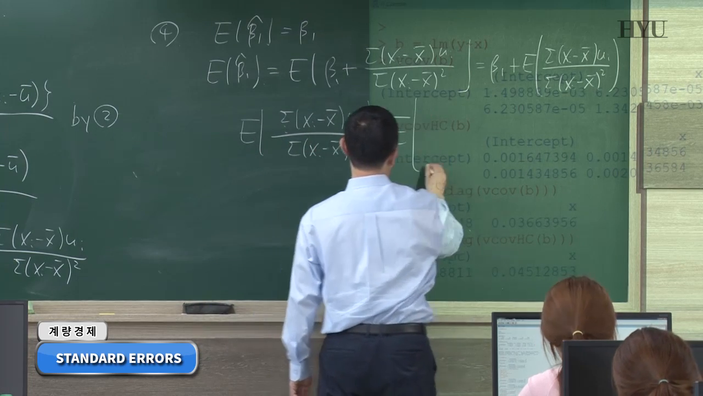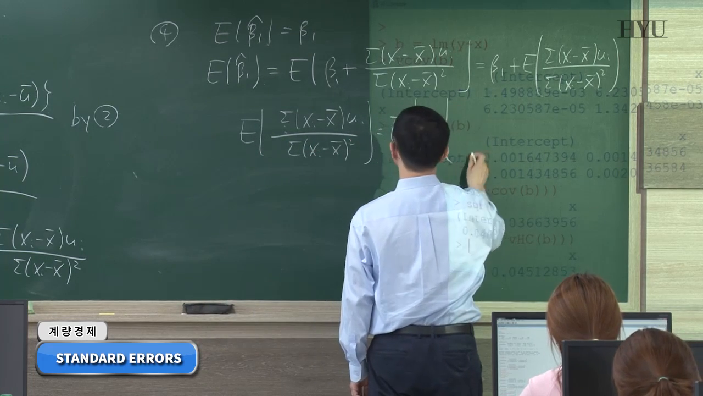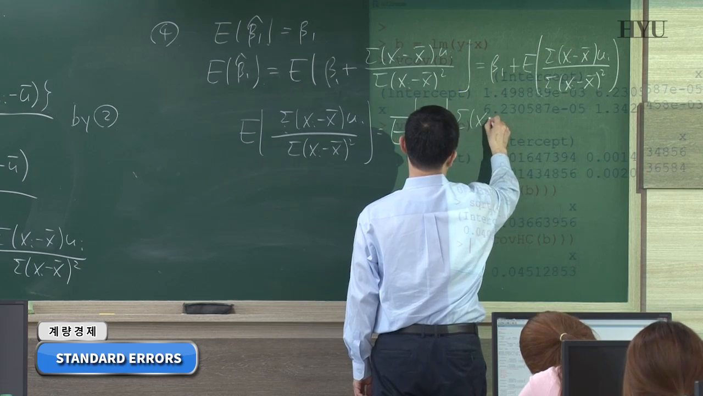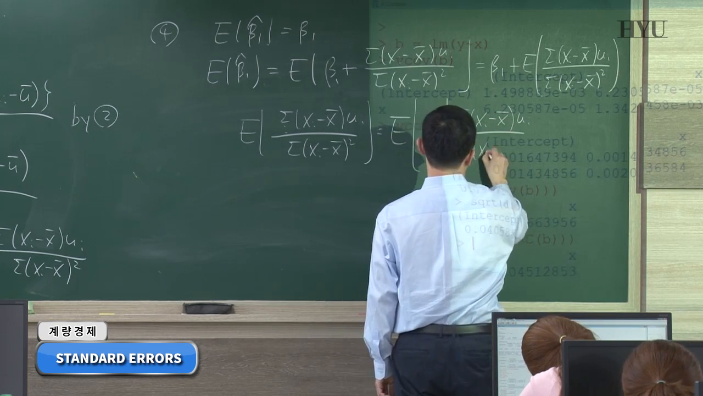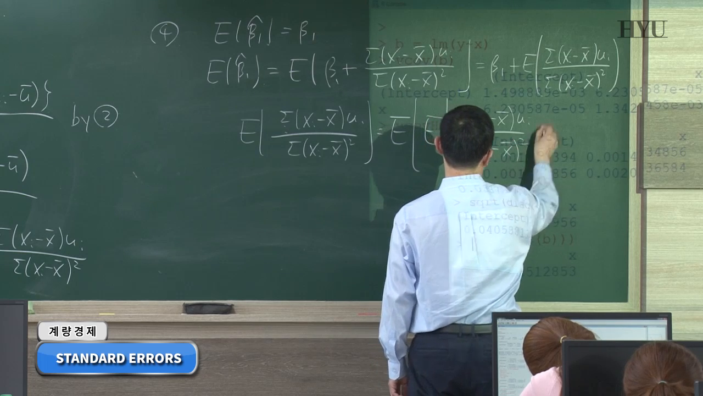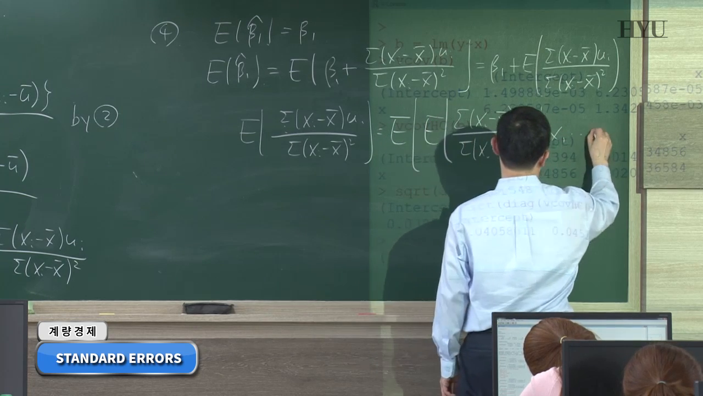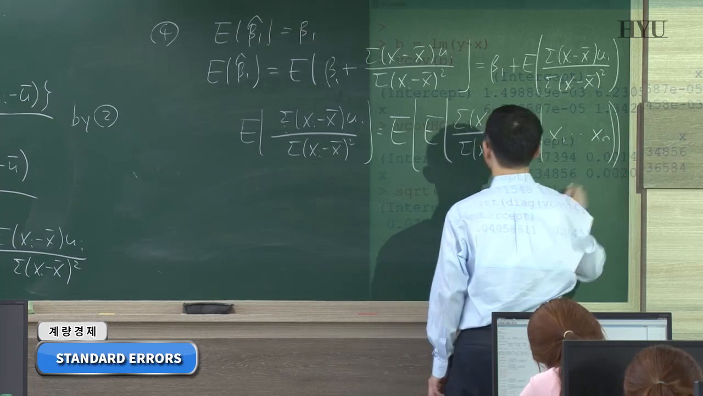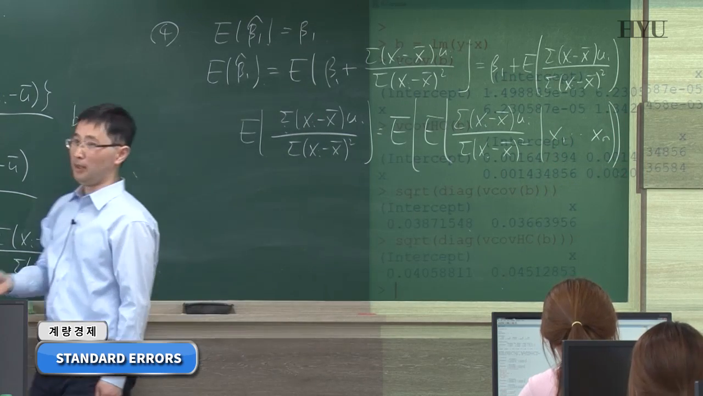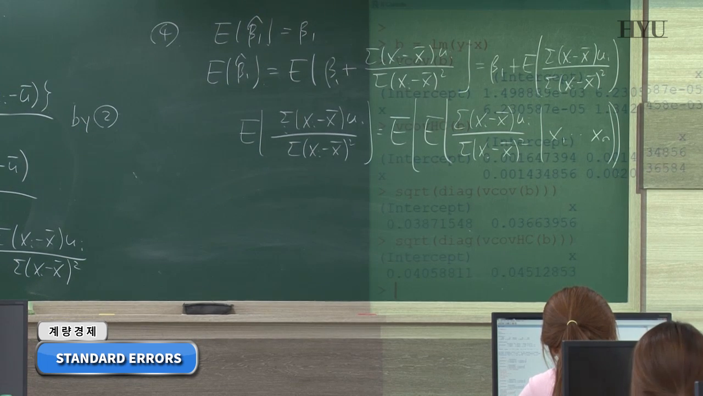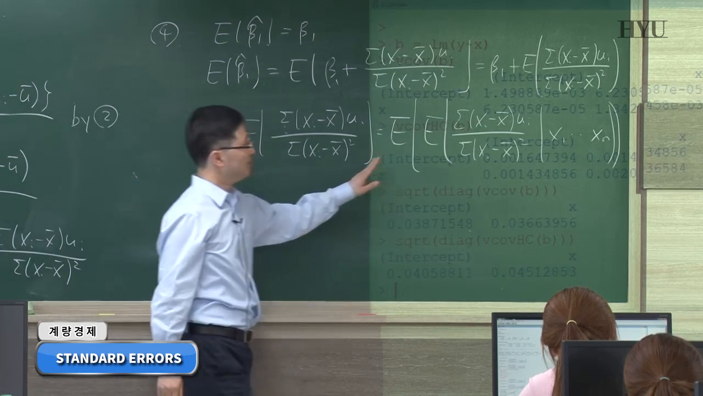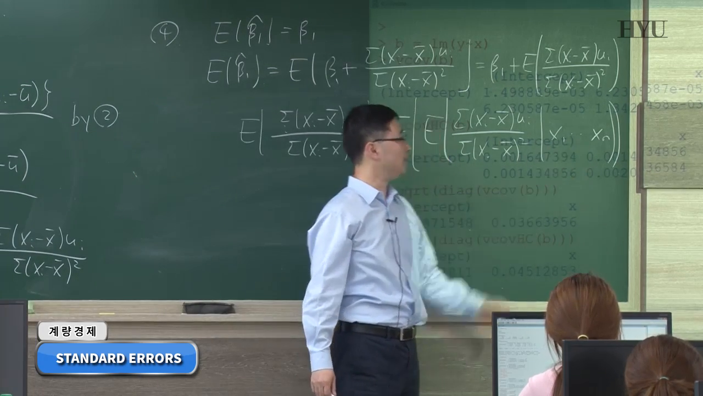So what I mean by the conditional expectation is this. By taking the conditional mean given all the x's. So this is the law of iterative expectation. It can be just a single x or many x's.